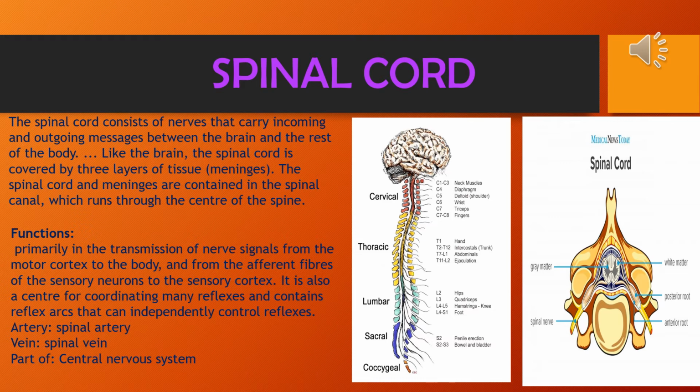Artery, spinal artery, which arises from spinal cord. Vein, spinal vein, which also arises from spinal cord. And spinal cord is a part of the central nervous system, or CNS in short.